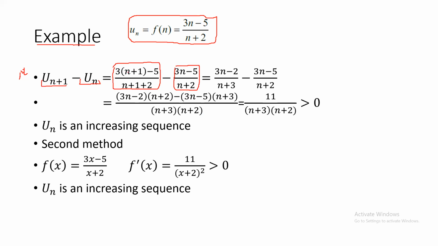Equals 3n plus 3 minus 5, it will be 3n minus 2 over n plus 3, minus 3n minus 5 over n plus 2. We take the common denominator, which is the product, n plus 3 into n plus 2. So then we multiply 3n minus 2 times n plus 2 minus 3n minus 5 into n plus 3. We get 11 over n plus 3 into n plus 2, which is positive. So un is an increasing sequence.